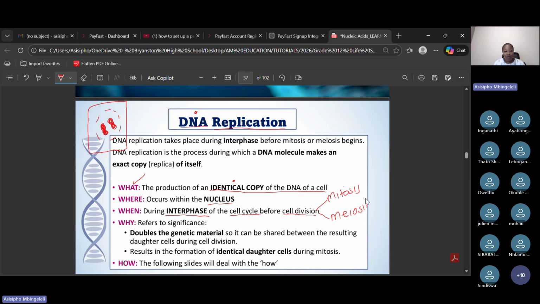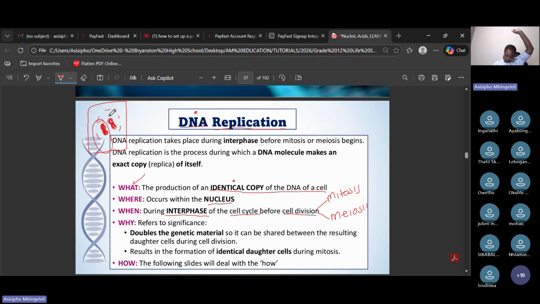Now, the reason DNA replication occurs is so that the genetic material becomes doubled. So if this genetic material is doubled, when the cell divides and makes 2 cells, meaning we are going to have a cell here and another cell here, each cell will end up having genetic material. Now, the genetic material of the cells at the end of cell division, particularly mitosis, will be the same. It becomes different in meiosis, which we will address at a later stage.